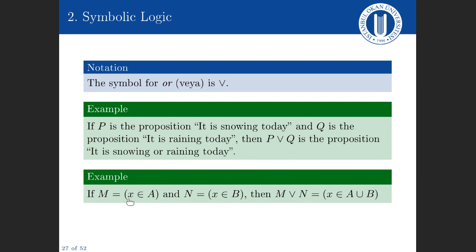M is the proposition, X is in A, and N is the proposition, X is in the set B, and M or N is X is in the set A or X is in the set B. Or to write it another way, X is in A union B.